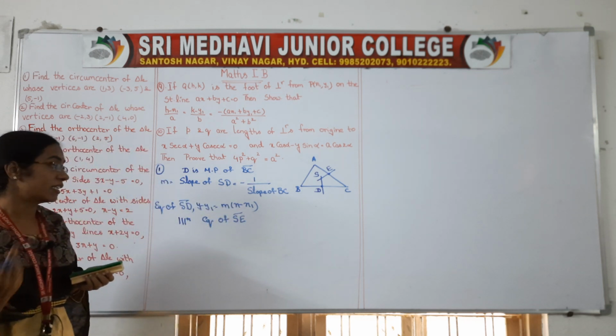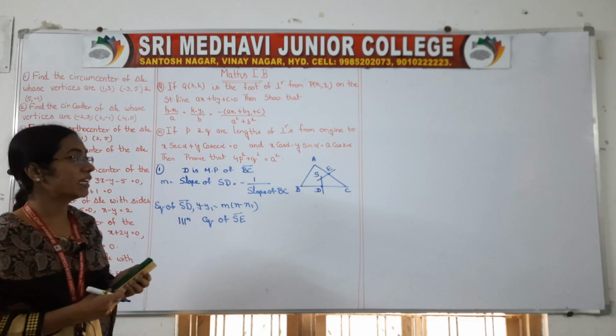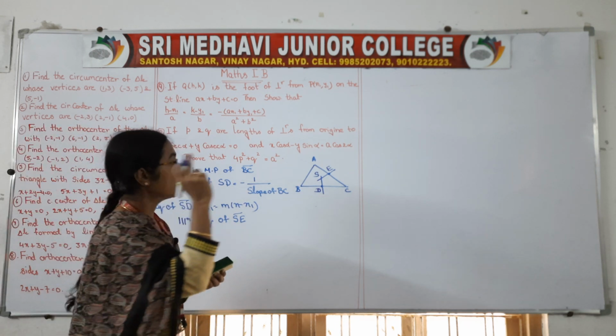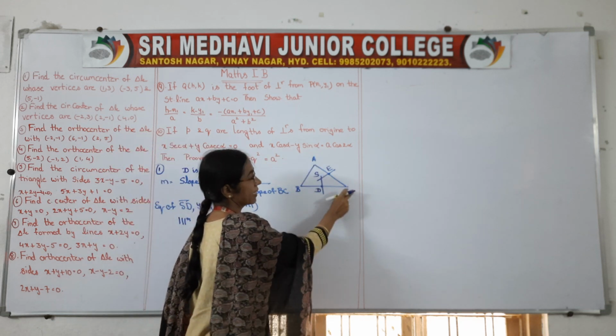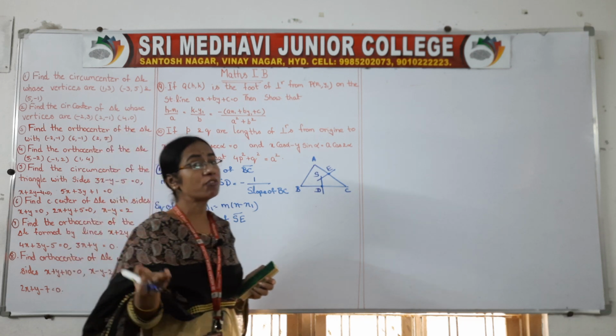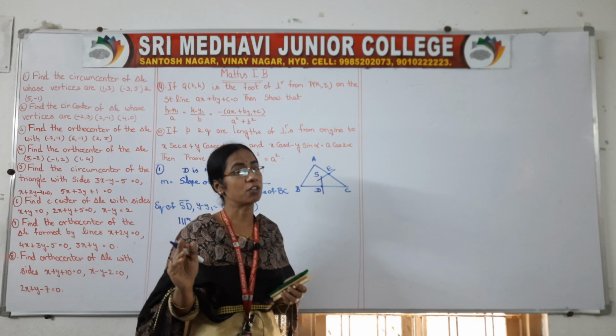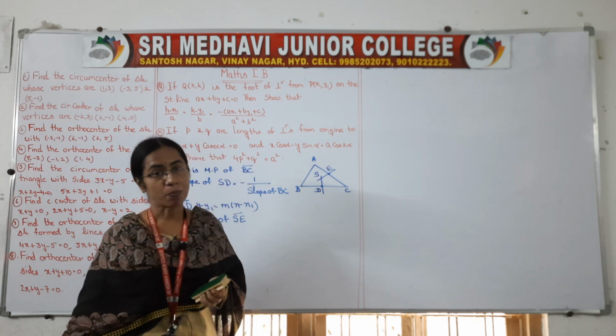How will you find the equation of SE? Come on, tell me how you will find it. Same thing: E is the midpoint of AC. That means how do we find the midpoint? (x1 plus x2) by 2 comma (y1 plus y2) by 2 is called the midpoint.